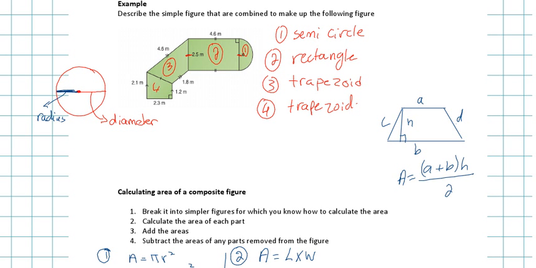It doesn't matter which way the shape is going. A and B are your 2 parallel lines. So you have to find your 2 parallel lines, add them, multiply by the height of the trapezoid, and divide by 2. So where would your 2 parallel lines be in this shape?